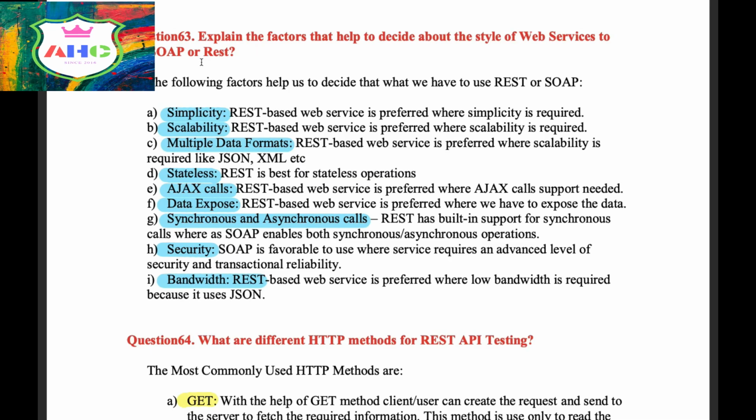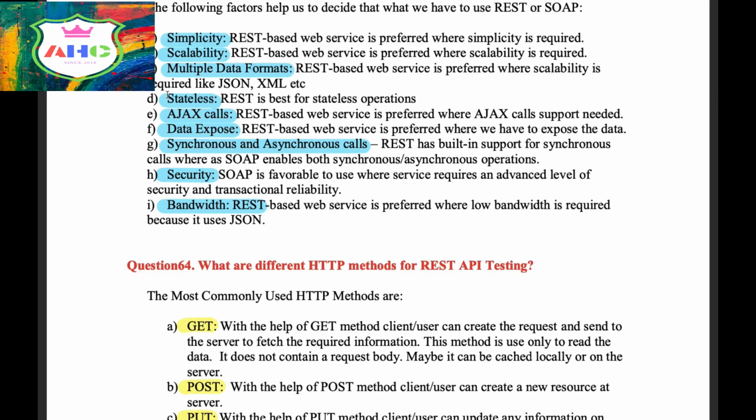Next question is, explain the factors that help to decide about the style of web services to use, SOAP or REST. Friends, the following factors help us to decide whether we have to use REST or SOAP. The first factor is simplicity. Friends, in case of simplicity, REST based web services are preferred over SOAP. Second, scalability. In case of scalability, REST-based web services are also preferred over SOAP. Third factor, multiple data formats. Friends, REST-based web services are also preferred where multiple data formats are required like JSON, XML, etc.